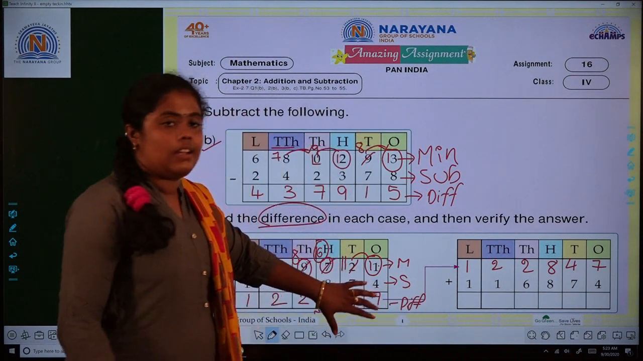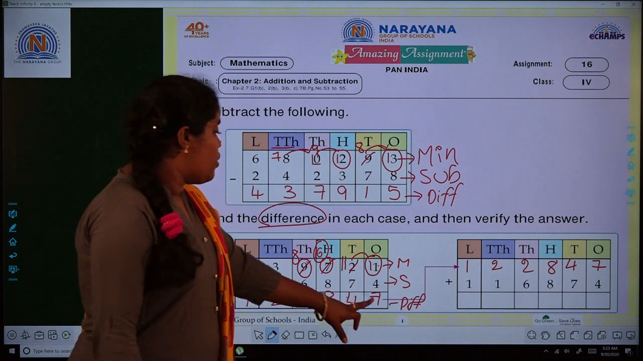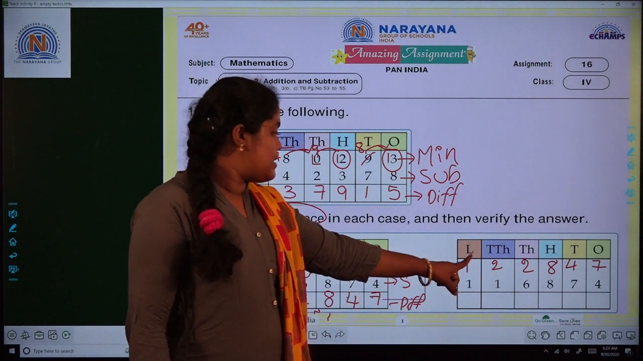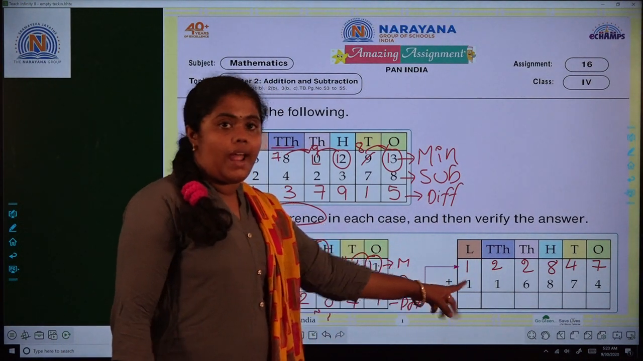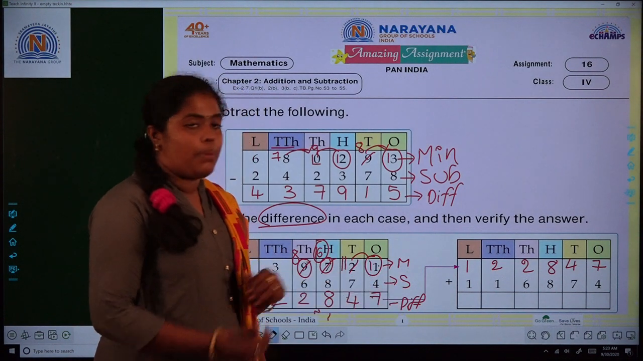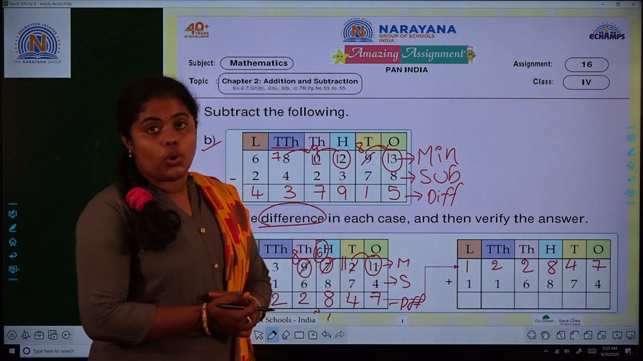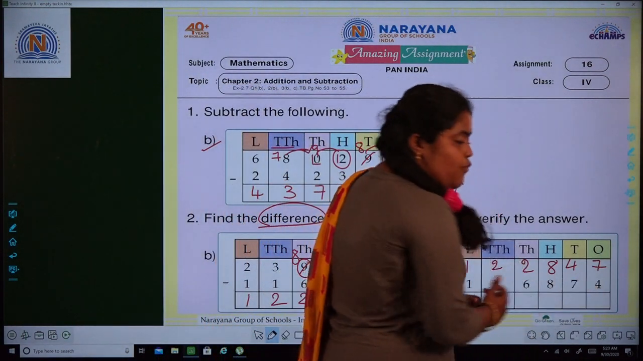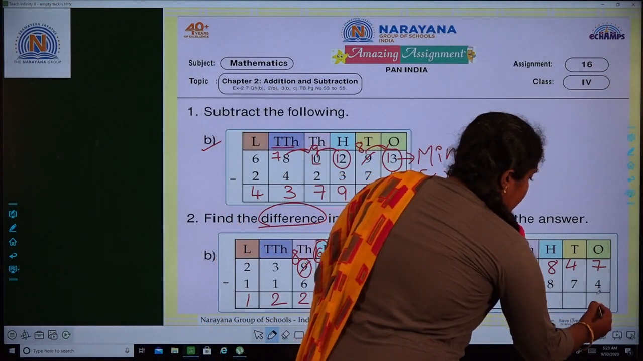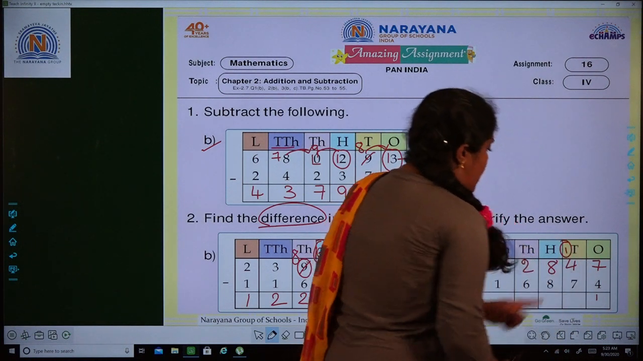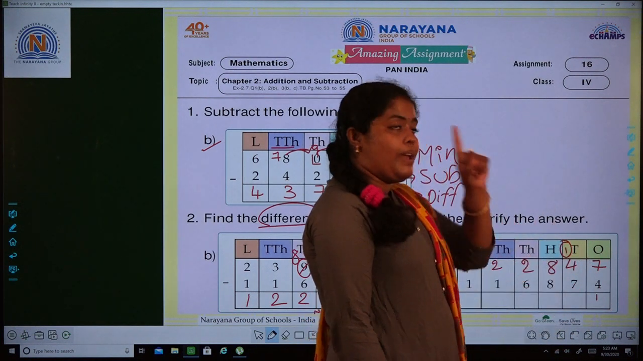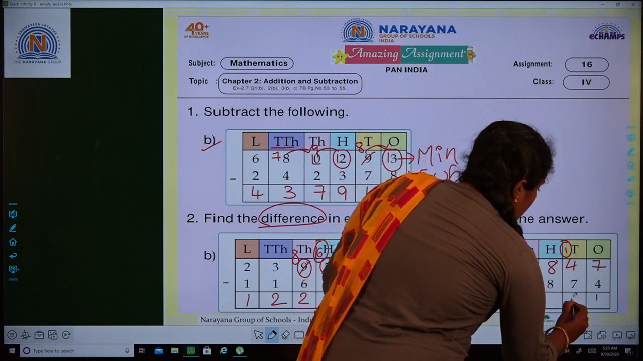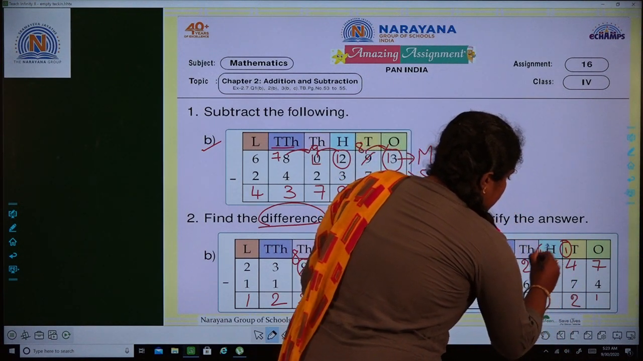Now we have to check if the sum is correct or not. First of all, write the difference and write the subtrahend. If you add difference and subtrahend, we get the minuend. If you get the minuend, it is the correct answer. Now we will check 7 plus 4. 7 plus 4 is 11. 1 is carried to the next place. Again 4 plus 7 is 11 and 11 plus 1. We get 12. 1 is carried to the hundreds place.